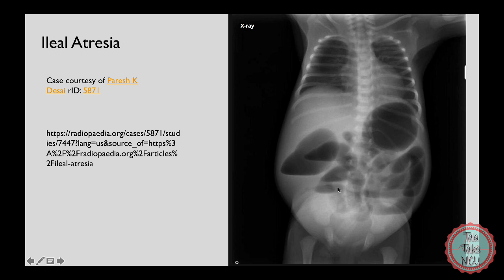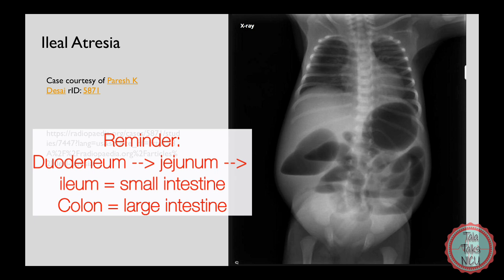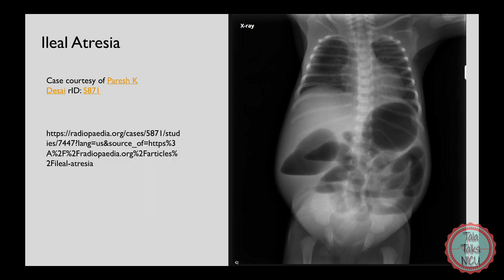Now this obstruction of the gut is further down. You can't necessarily tell it's an ileal atresia, but that's what this ended up being. There is some sort of blockage, as you can see by a bunch of these large distended loops. Also, you can't see air in the rectum, or what looks like the distal colon. So this really does look like it's an obstruction.